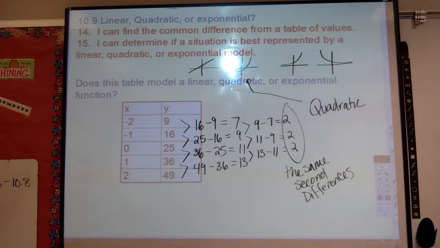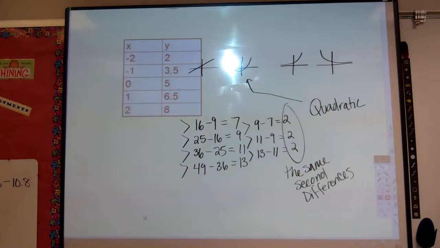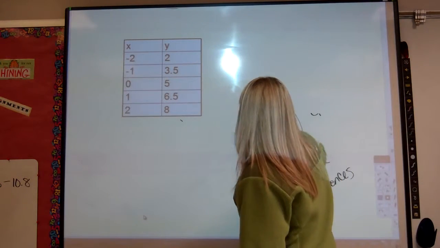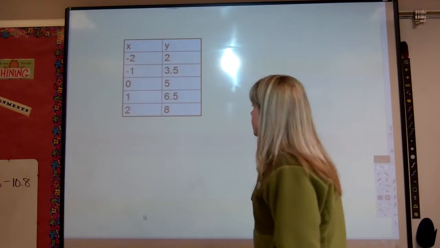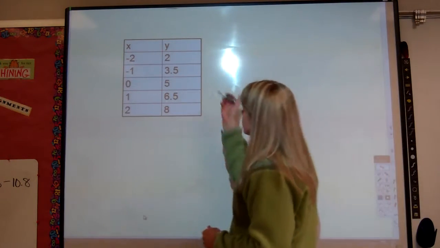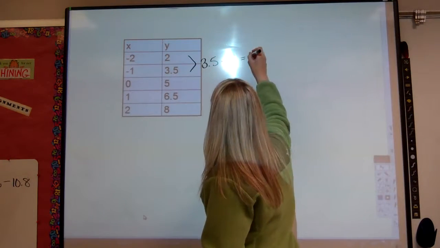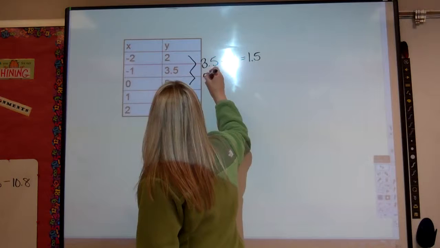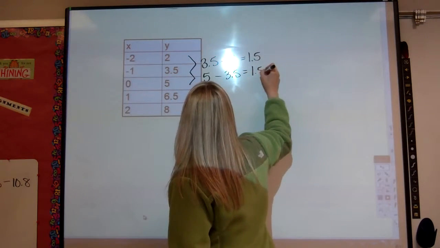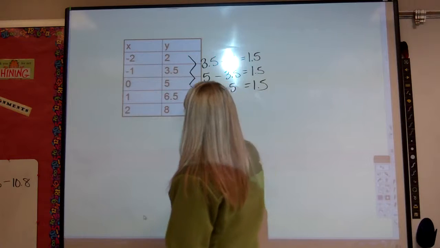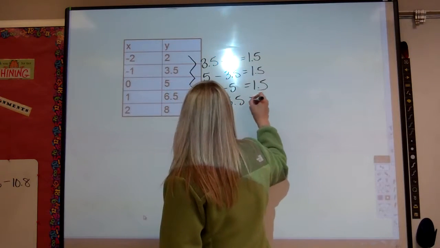Okay? So let's look at another table of values and see if we can find one that's either linear or exponential. Here's a table of values. And in this table of values, let's start by taking the differences. So we're going to go 3.5 minus 2. Well, that gives me 1.5. 5 minus 3.5, again, 1.5. 6.5 minus 5, again, 1.5. 8 minus 6.5, that gives me 1.5.